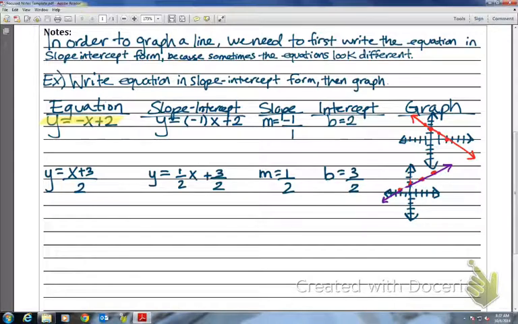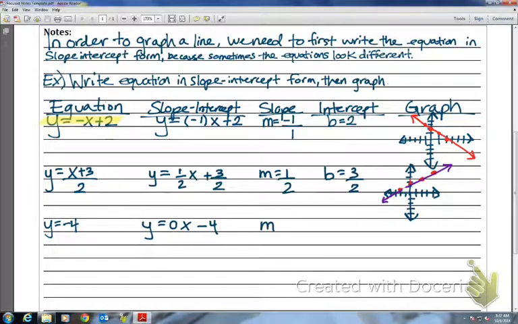Our next example is y equals -4. If I rewrite it in slope-intercept form, I notice that there is no x. And if there is no x, it must mean that the coefficient of x, or in other words, the number in front of x, is 0. So y equals 0x minus 4, because 0x is 0, so that would make sense that that would disappear.